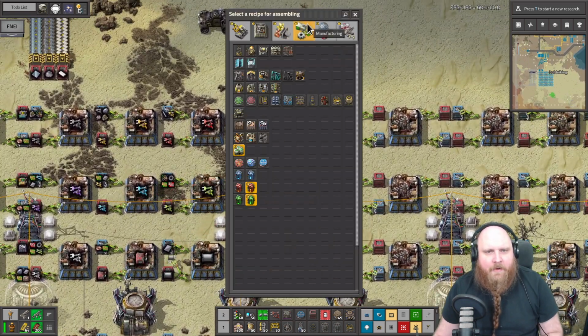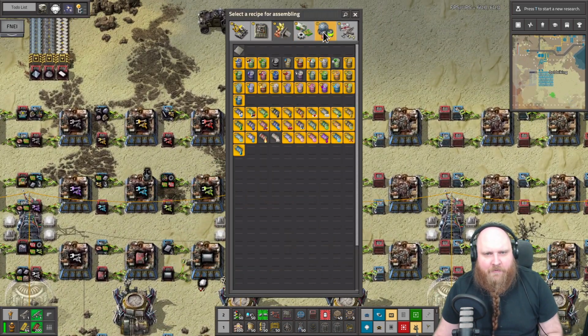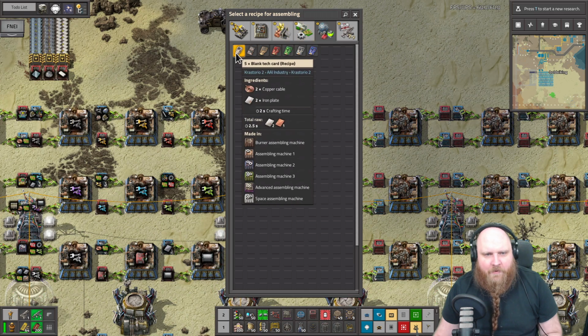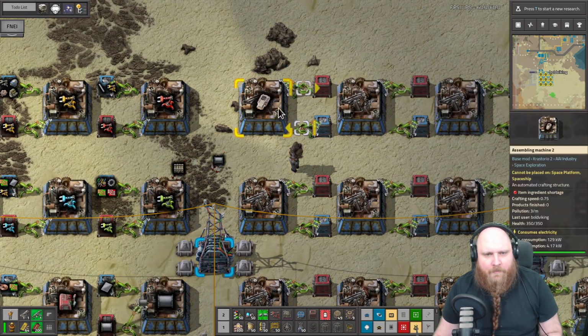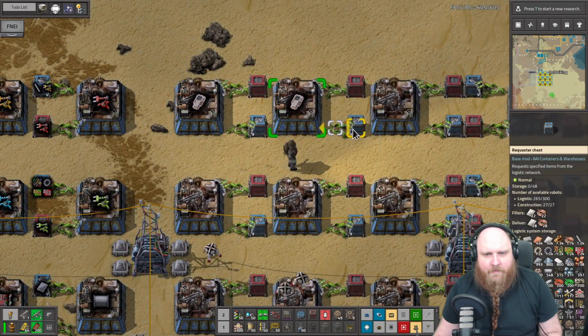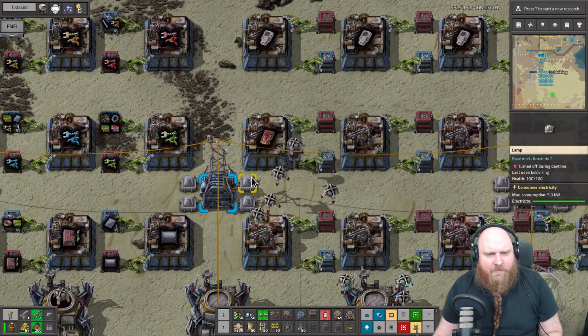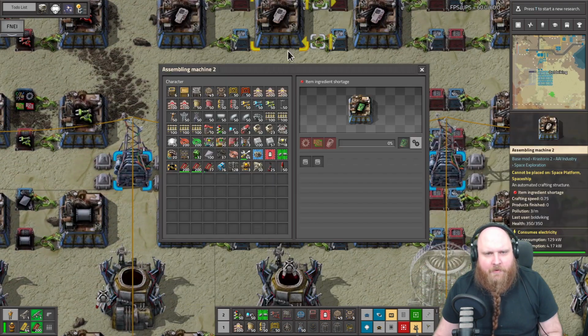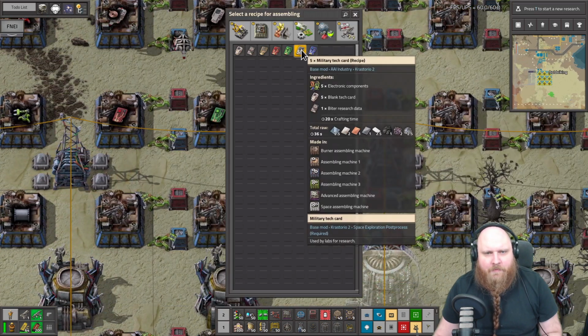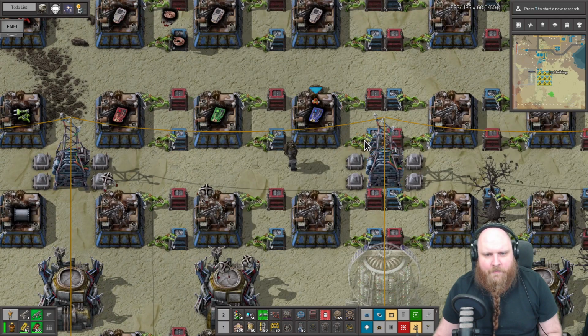Yeah, you over there. You just make, where are the tech cards? Yeah, you make some blank tech cards. We probably want to have 2 of these at least. Maybe 3 of these. There we go. And then you over there, you just make some red science. And you over there, you make some green science. And you over there, you make some blue science.